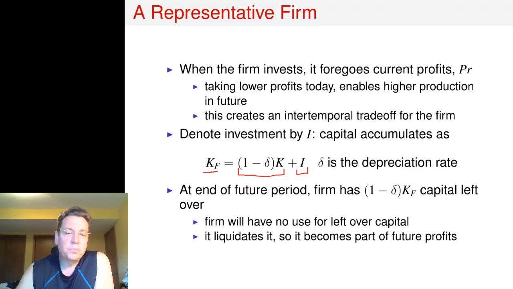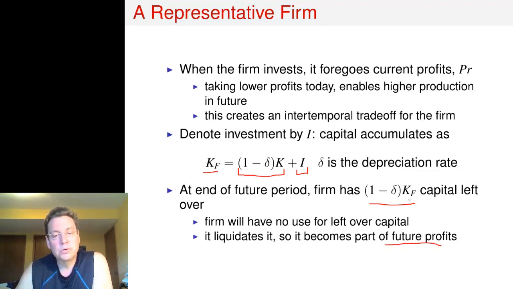Now, this model only lasts 2 periods, and so what we're going to assume is that at the end of the second period, the future period, when the firm has undepreciated capital of this amount, (1 minus delta) times KF, the firm just doesn't have any use for this, and so it just liquidates it, and it becomes part of future profit. So this capital isn't just thrown in the ocean, but it just becomes part of the firm's profit.